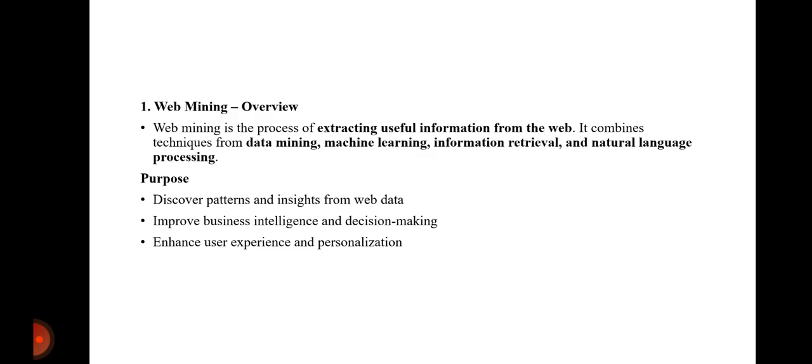And web mining is a process of extracting useful information from the web. That is, it combines techniques from data mining, machine learning, information retrieval, and natural language processing. The main purpose of web mining is to discover patterns and insights from web data. That is, it improves business intelligence and decision making, and enhances user experience and personalization.